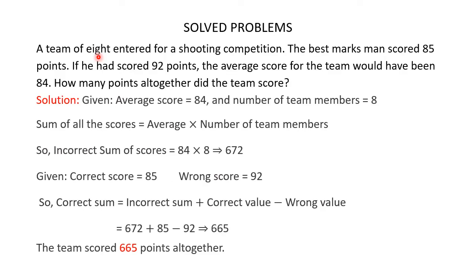A team of 8 entered for a shooting competition. The best marksman scored 85 points. If he had scored 92 points, the average score for the team would have been 84. How many points altogether did the team score?